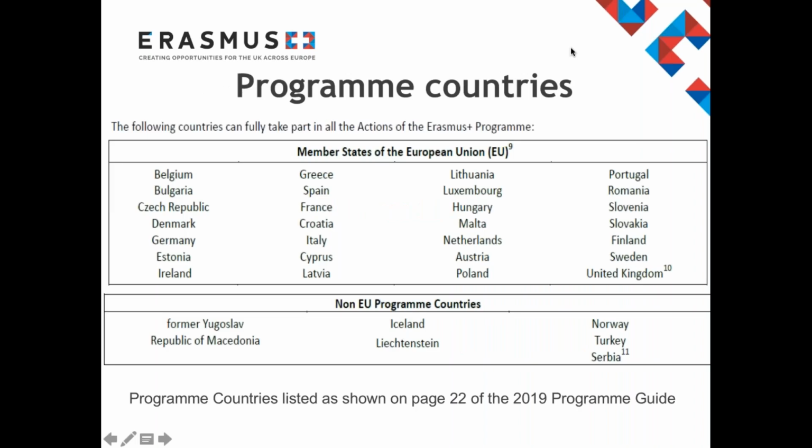Here is the list of the countries that can participate in the Erasmus Plus programme under this project type. The programme countries are those who belong to the EU and also include the former Yugoslav Republic of Macedonia, Iceland, Norway, Liechtenstein, Turkey and Serbia. Please note Switzerland is not an eligible programme country. You can find this list on page 22 of the 2019 programme guide.